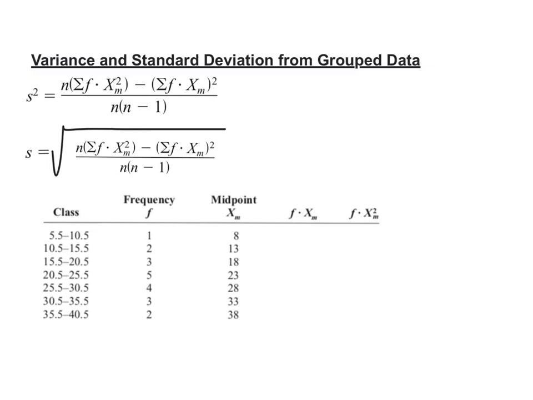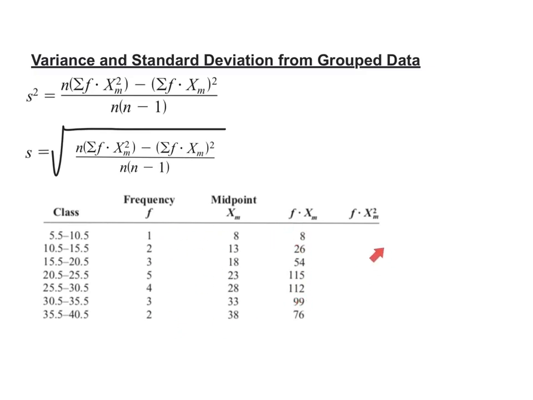Once you find those midpoints, our next thing is to multiply the frequency times the midpoint. So that's what this column is, multiplying these two things together. So go ahead and do that. When I multiply those all down, I end up getting 8, 26, 54, 115, 112, 99, and 76. Again, all these numbers are just these two columns multiplied together.